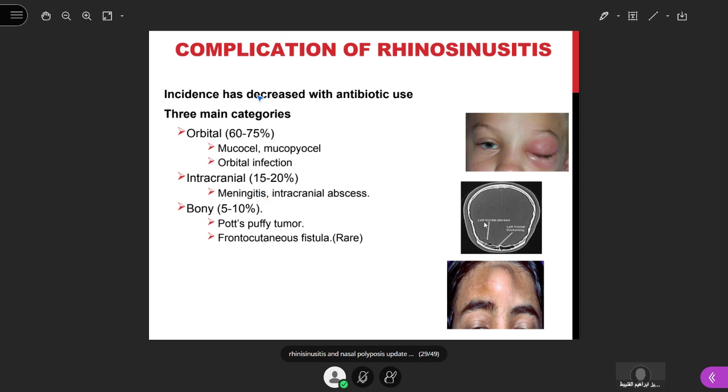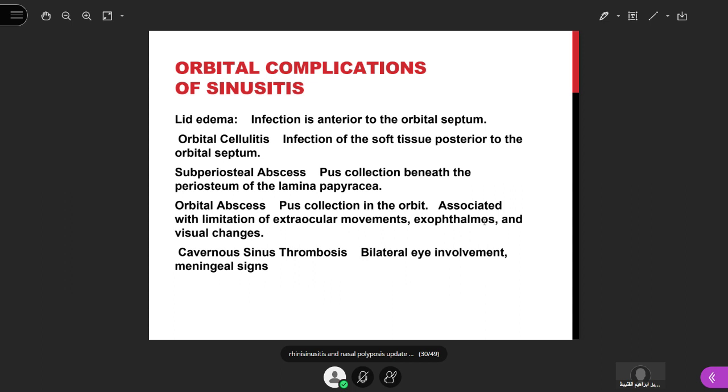The incidence of complications of rhinosinusitis has decreased since the use of antibiotics, however, there are three main categories: orbital, intracranial, and bony. The orbital is the most common: mucocele and mucopyocele, orbital infection. The intracranial: meningitis and intracranial abscess. Bony: Pott's puffy tumor, and the frontocutaneous fistula, which is very, very rare.